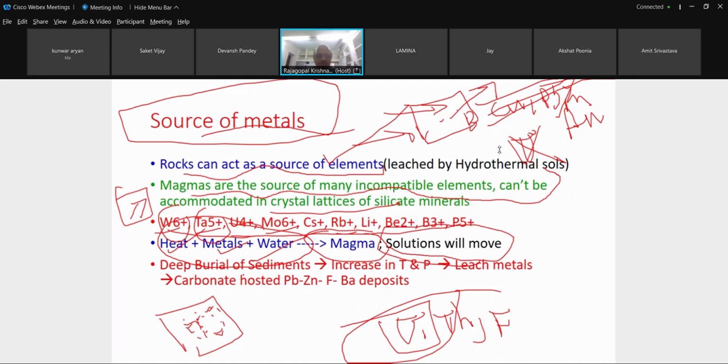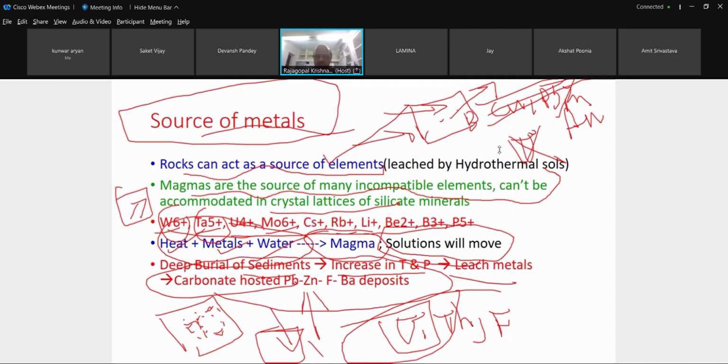Another case is deep burial of sediments. I'll show you pictures of how deep burial of sediments and the increase in temperature and pressure can leach the metals, which can form carbonate-hosted lead zinc deposits. So another source is sedimentary rocks. Sometimes you have about 2 kilometer thick sediments. The sediments at the top will be at 25 degrees Celsius, at the bottom 100 or 200 degrees Celsius. So naturally the metals present will be active, the water will be expelled, and the metals will also try to come out. There will always be interaction between water and the sediments. So all these processes are happening.